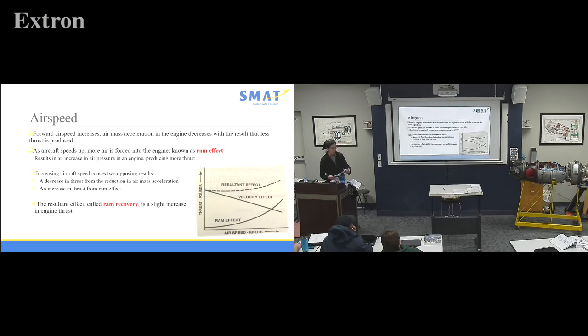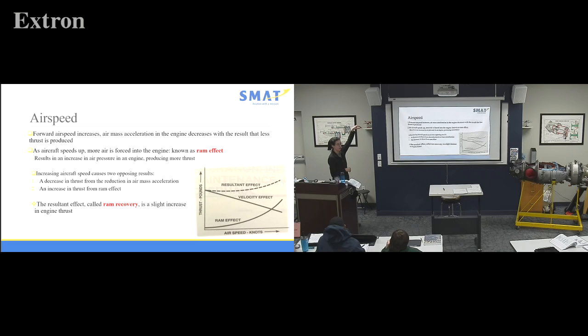Now, airspeed. As forward airspeed increases, air mass acceleration in the engine decreases. If you remember back to that thrust calculation, as we add speed, that's subtracting off our air velocity out of the back of the engine. So air mass acceleration in the engine decreases, with the result that less thrust is produced.